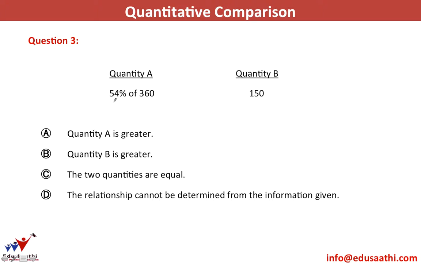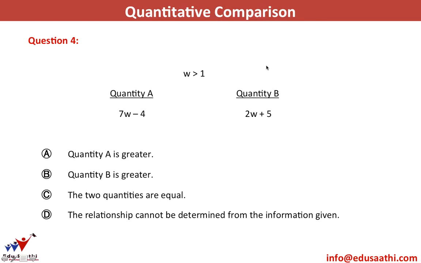So you just have to calculate 54% of 360 and compare it with 150. You already have a calculator for this. If you calculate this out, this is coming out to be greater than 150. The answer for this is coming out to be, you can always use your calculators, 194, which is greater than 150.